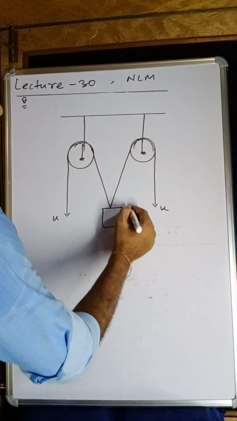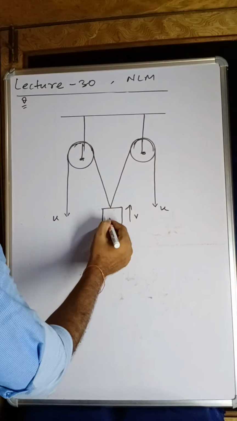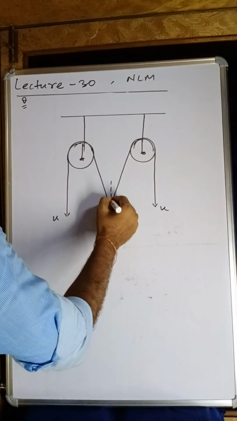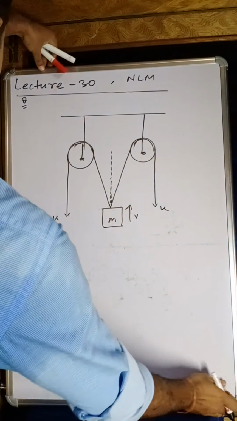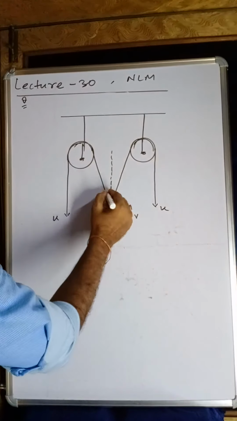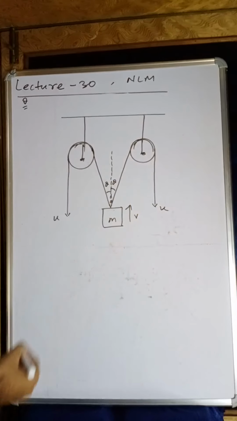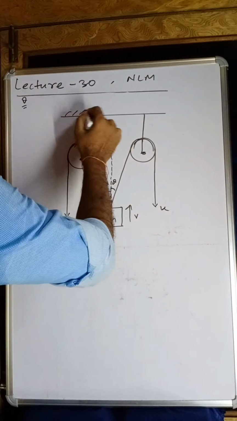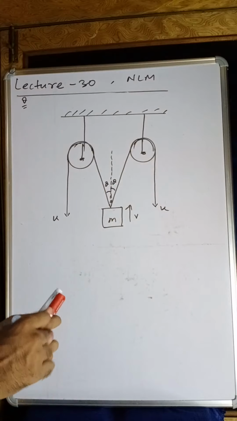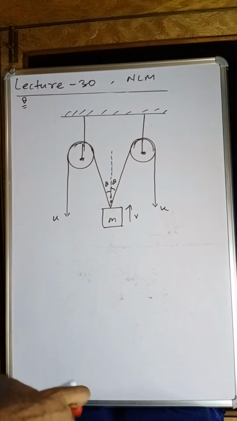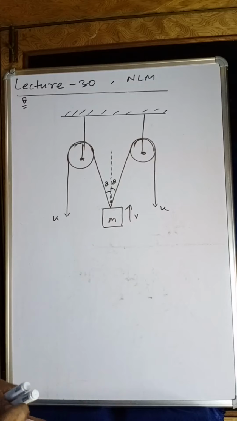Then what will be the velocity of this block? The mass you can take, and these are the values as given here. This is the theta angle. You have to find the velocity of this block. How will you solve this question? If you can solve, try to think, my dear students. This is not very difficult. Pause the video and try to solve this question.